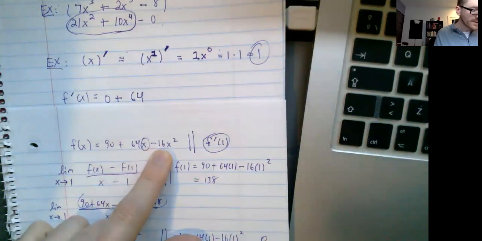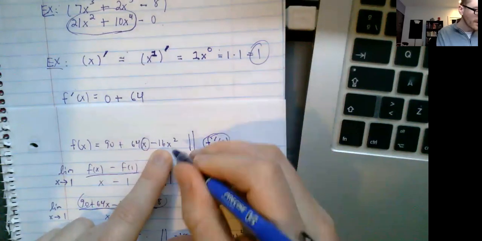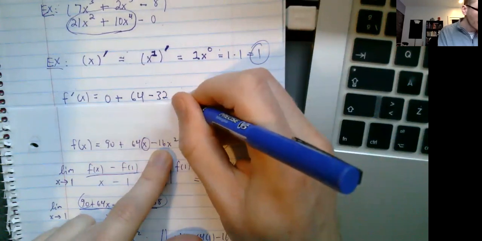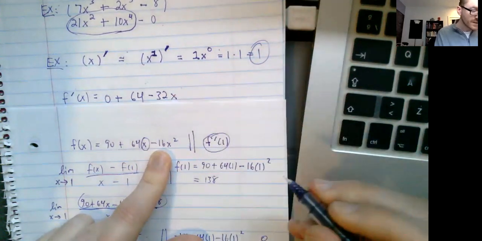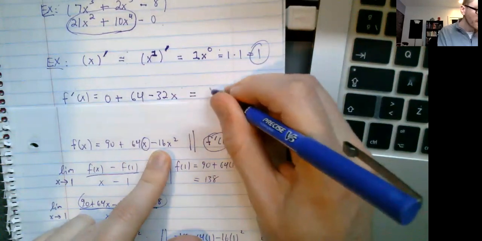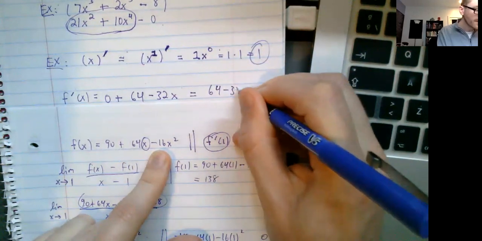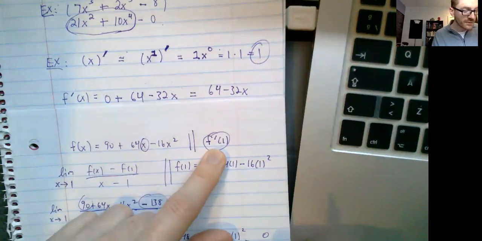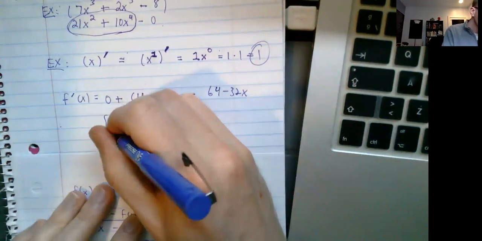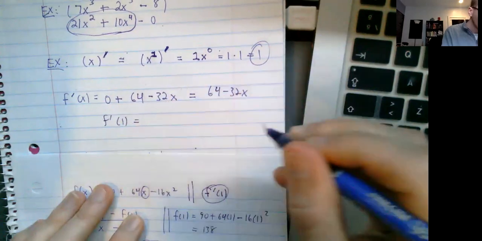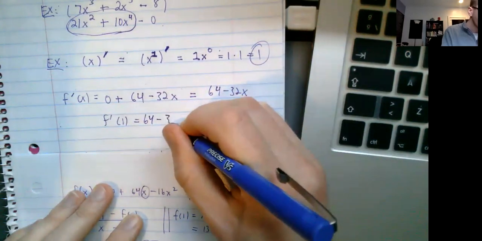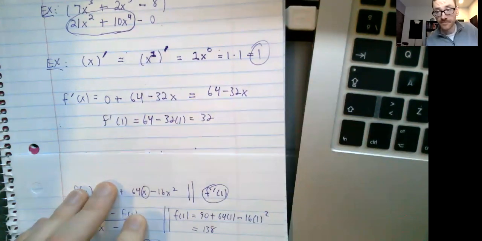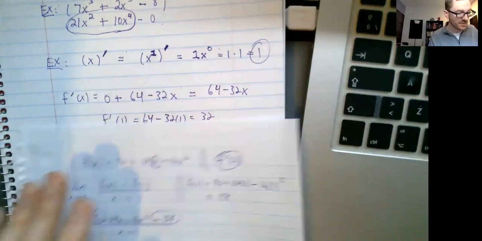And then minus 16x squared. The derivative of that, the 2 comes down, gives you negative 32x. So the derivative of this function in general is 64 minus 32x. If you want the derivative specifically at 1, you just plug 1 into this. F prime of 1 is 64 minus 32 times 1, which is 32. That's 2 lines as opposed to this.